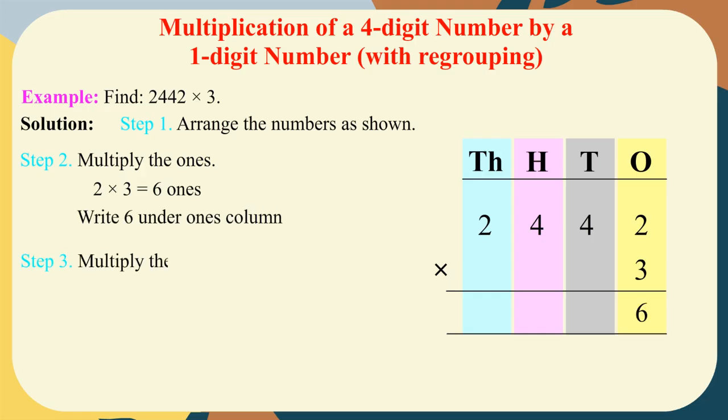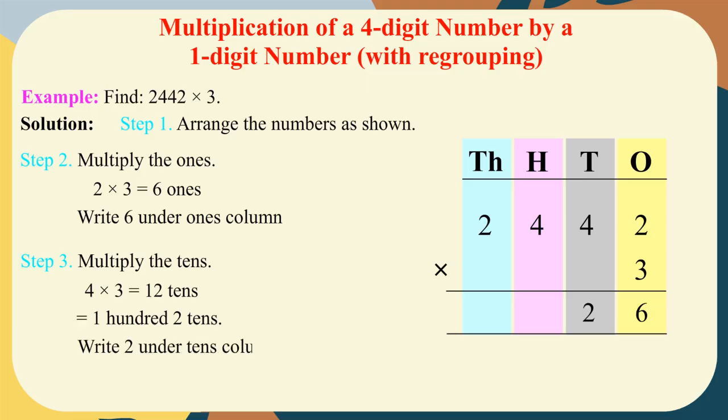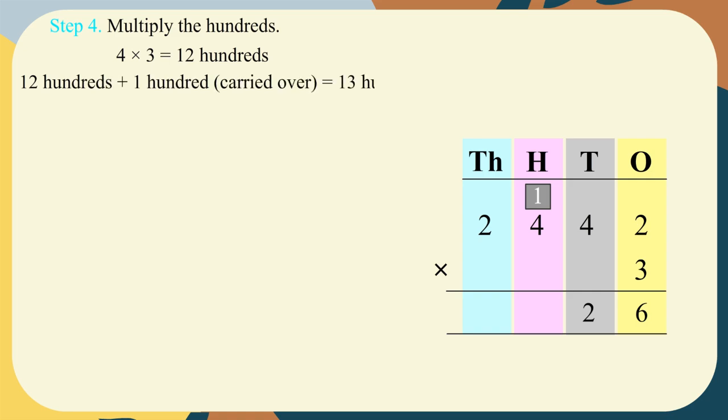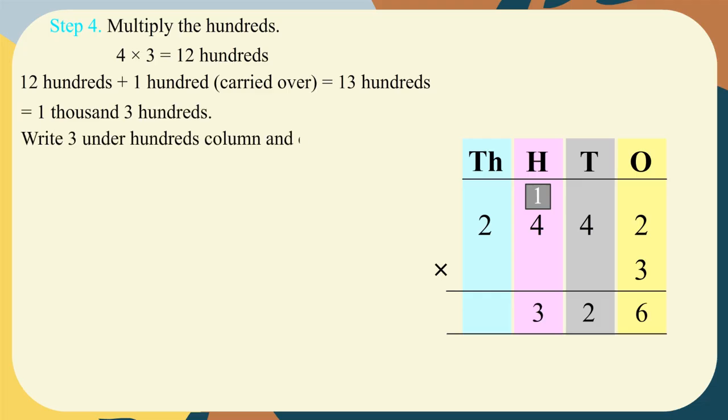Step 3. Multiply the tens. 4 multiplied by 3 is equal to 12 tens, which is equal to 120. Write 2 under the tens column and carry 1 to the hundreds column. Step 4. Multiply the hundreds. 4 multiplied by 3 is equal to 12 hundreds. 12 hundreds plus 1 hundred carried over is equal to 13 hundreds, which is equal to 1,300. Write 3 under the hundreds column and carry 1,000 to the thousands column.